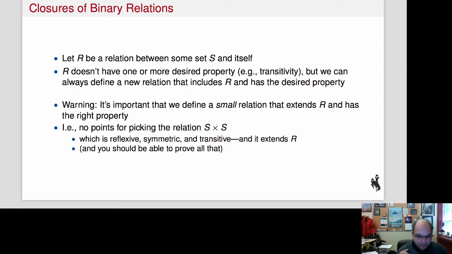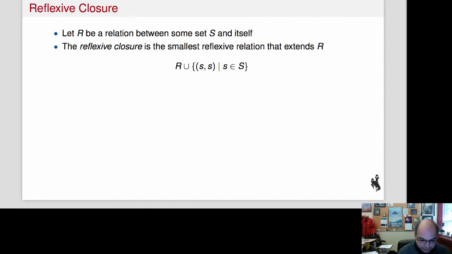So what we're going to try to do is restrict ourselves to small extensions of R that will actually give us the property that we want. That's very important. So let's start with reflexivity. What is the reflexive closure? What we want the answer to be is this: the smallest, and that's a keyword there, the smallest reflexive relation that extends R.